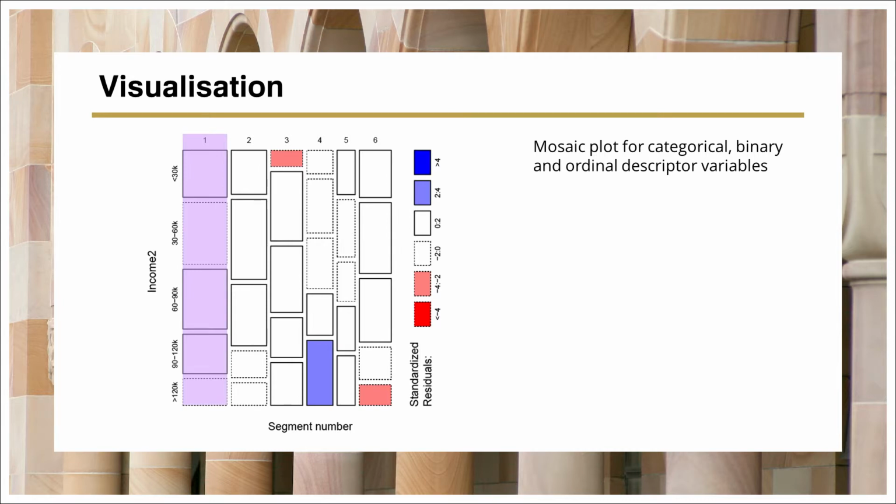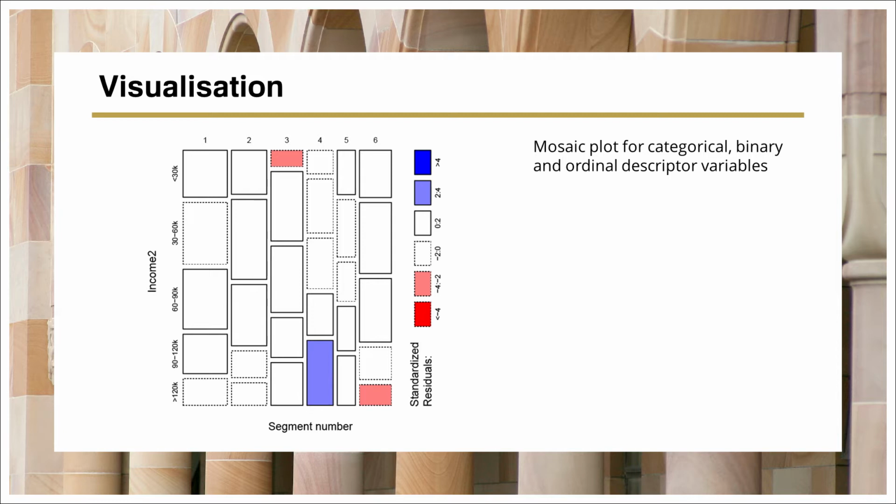Segments are represented by columns. Income categories are shown in rows. Each rectangle is one segment income category combination. The size of the rectangle indicates how many respondents fall in each cell. If the rectangles are white, the number of consumers in each cell is in line with expectations. The expectation is that segment membership and the descriptor variable are independent of one another. This means we expect that statistically there is no significant difference between the segments in this descriptor.